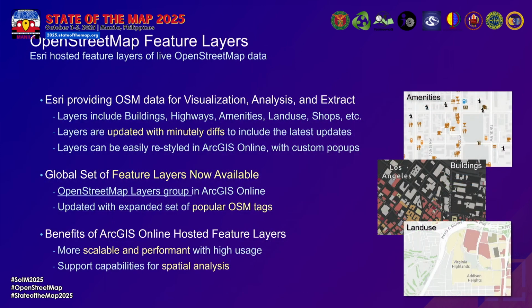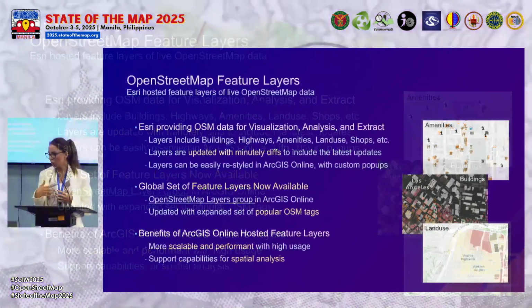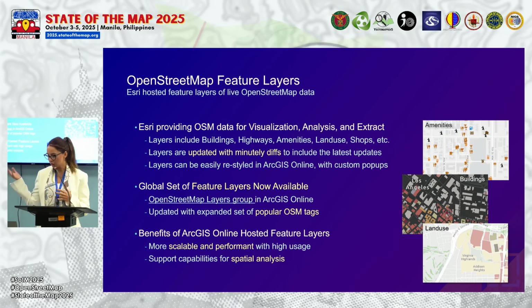So feature layers are one of my favorite items because we publish the OSM dataset as a hosted feature layer in ArcGIS Online, and that is pulling data from the OSM databases. And then we created feature layers for each of these themes, such as building feature layers or street amenities feature layers. And then we update these feature layers with the minutely diff files so that it reflects the latest updates minutely in the feature services.